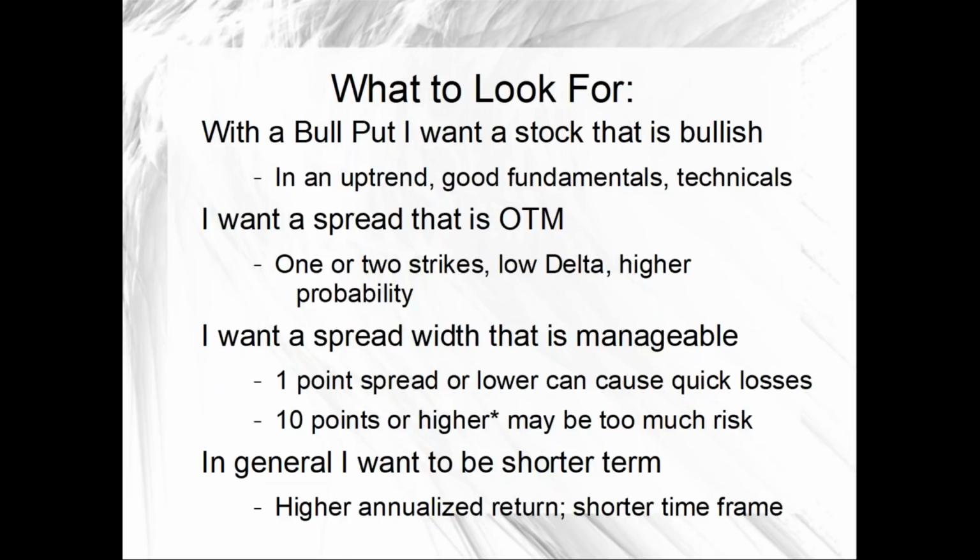And just like with any other option strategy, in general, when we're selling premium, covered calls, naked puts, even Iron Condors we're not going to talk about, in general I want to be shorter term. Why? Because if I'm able to sell every 2 weeks or every month, I'm going to get a higher annualized return than selling 6 months out in time, even though the premium is higher 6 months out. It's not 6 times the cost.